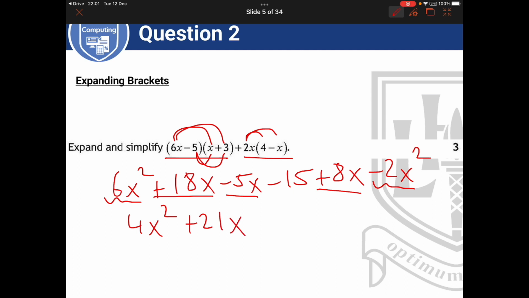Then any numbers that are left over, so what have I got? I've only got a minus 15 here, I'll put a little box around that. Nothing to join together with that minus 15, so that's the only like term there. So that's expanded and simplified with all the like terms gathered. Let's have a look at the marking scheme.